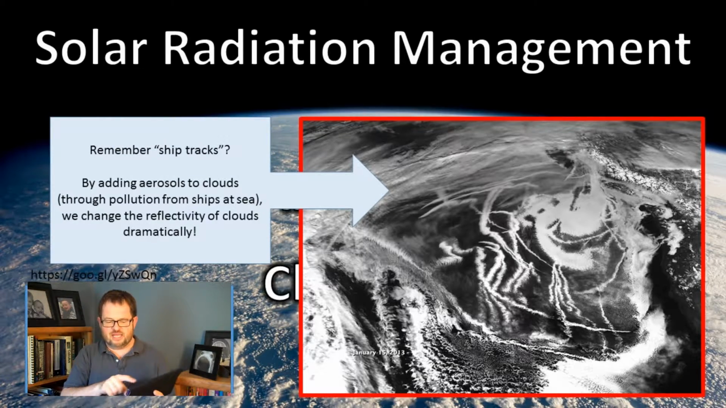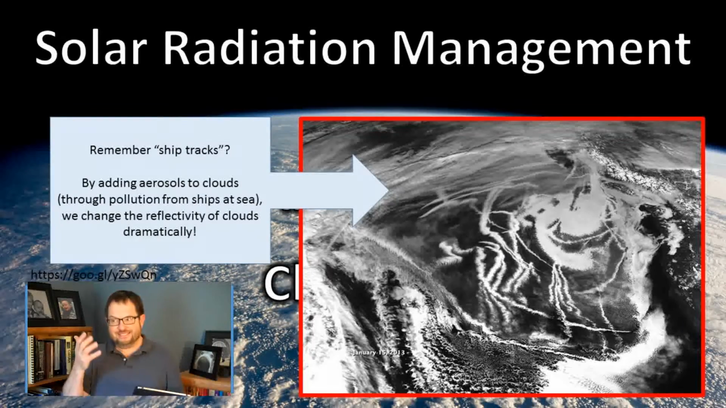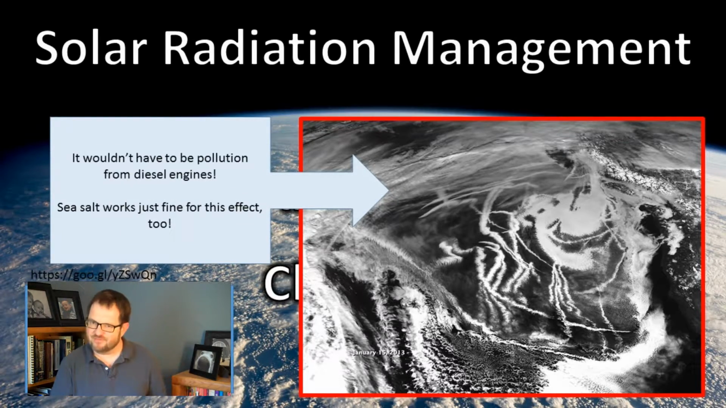Here you can see, I don't know what you might think those fires are or something in that picture. Those are actually just clouds that are over where a ship had been, and you can see that they're much brighter white. They're reflecting more sunlight because of the emissions of the ships. Adding aerosols like those emissions from diesel, but there are other aerosols that work just as well, changes the albedo of clouds pretty dramatically. Now, burning diesel to make that happen is not the most environmentally friendly option.